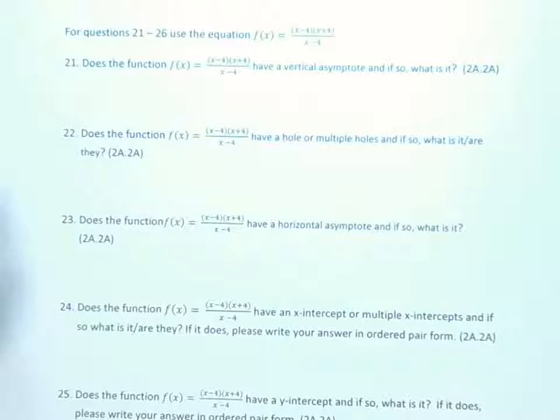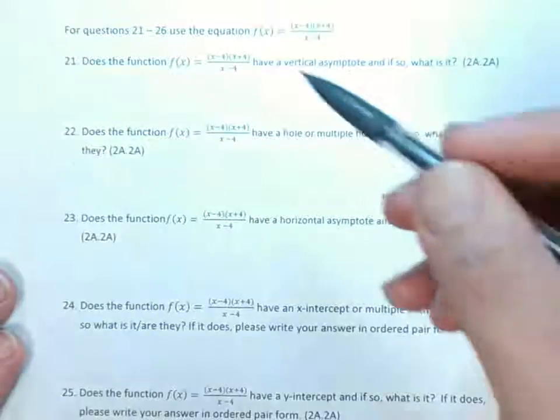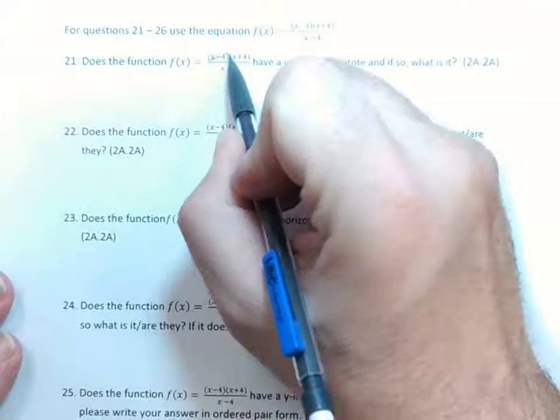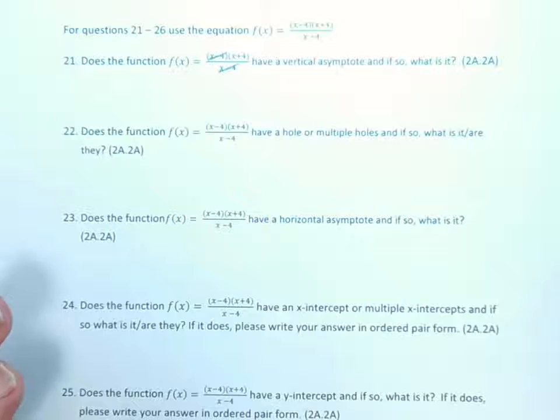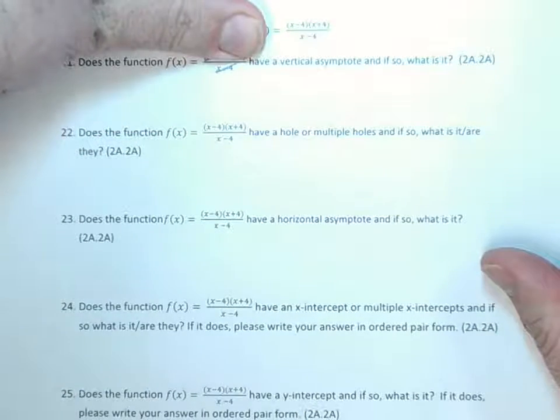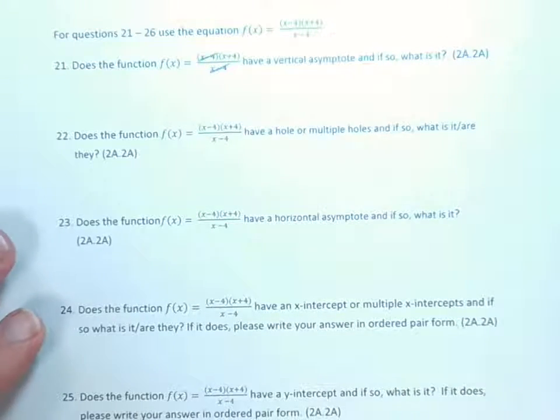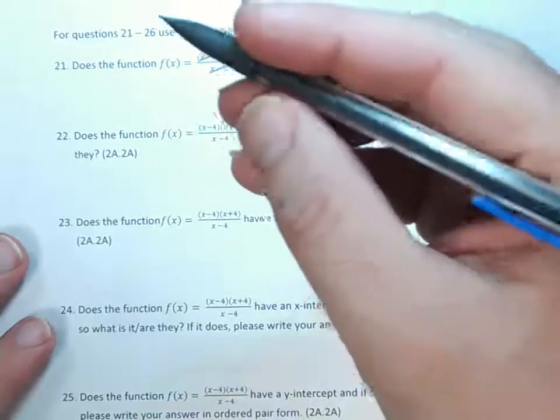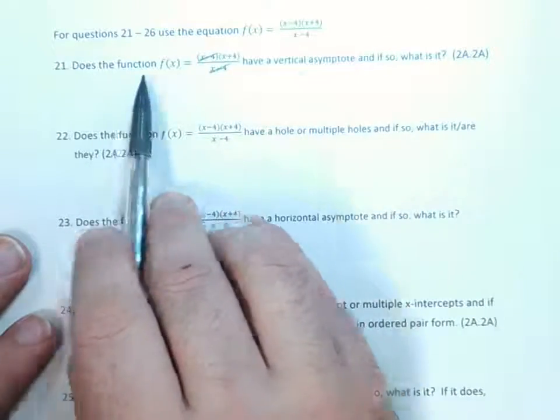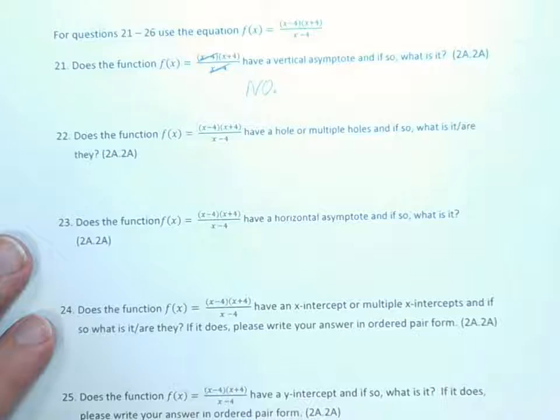Well, in order to ascertain that, I need to know what the hole is first. So I need to find the factor that's the same on the bottom and top, if there is one. And sure enough, there is. This x minus 4 is the same top and bottom. Now, once I've gotten rid of that, if you look, there's nothing else left on the bottom. If there's nothing else left on the bottom, then there's nothing to set equal to 0, which means there's no vertical asymptote. So does the function have a vertical asymptote? We can simply put no here.